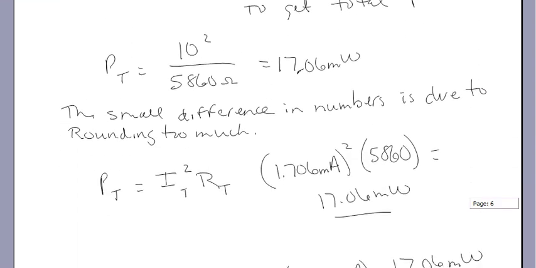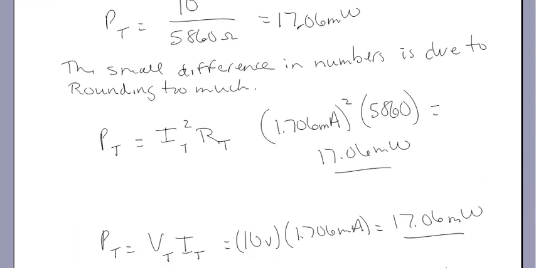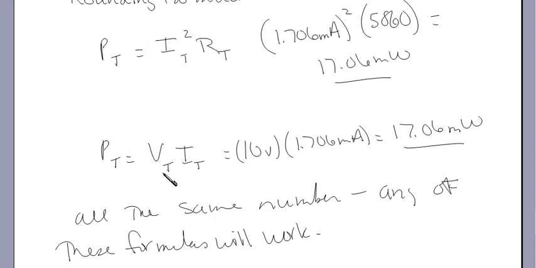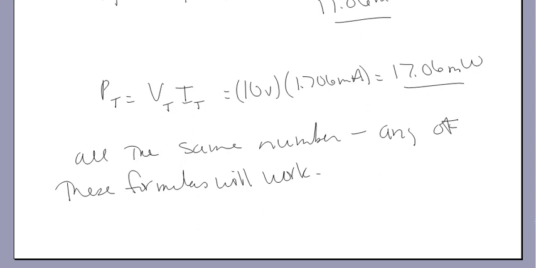That's close enough. The small difference in numbers is due to rounding. And then I just showed you over here using the other power formulas, I squared R or V times I. Again, I'm using total everything. My total current squared times RT gives me the 17.06 again, milliwatts. And then I use voltage total times I total. Again, I get my 17.06. So they're all the same numbers, so I can use any of these formulas. Any of these formulas will work.